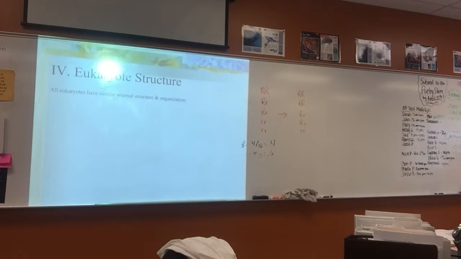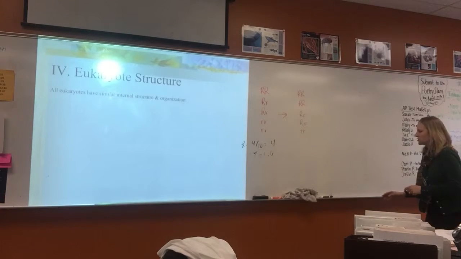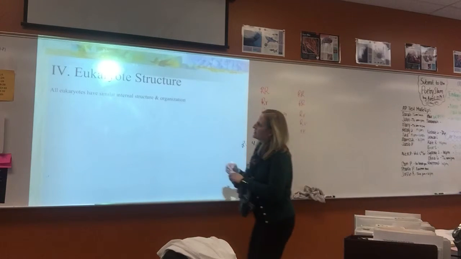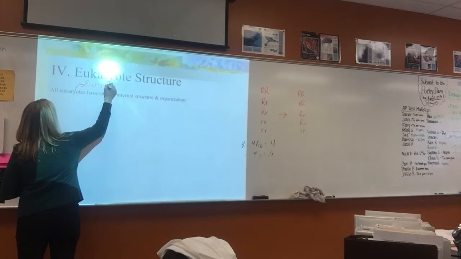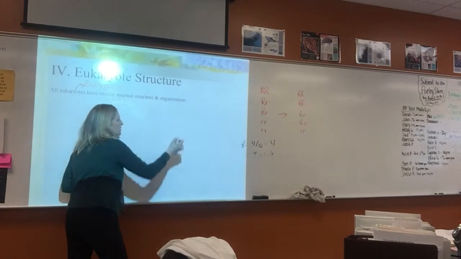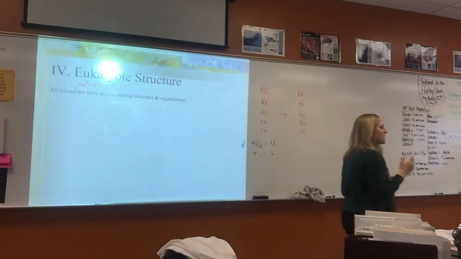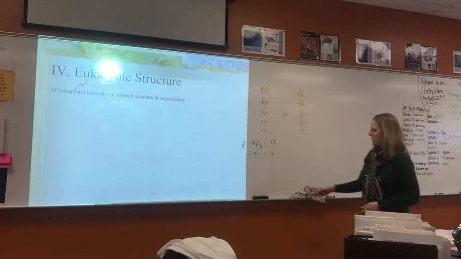Absolutely. Another piece of evidence is cell structure. So all eukaryotes have similar internal structure and organization. So what I'm really looking at here is when I say eukaryotes, let's look at the eukaryotic cell in particular. So the eukaryotic cell, say here, has similar internal structures and organization. So what does that mean? It means that all eukaryotic cells have a nucleus, they have ribosomes, they have DNA in their nucleus, they have mitochondria, rough ER, smooth ER, Golgi apparatus, and so on.